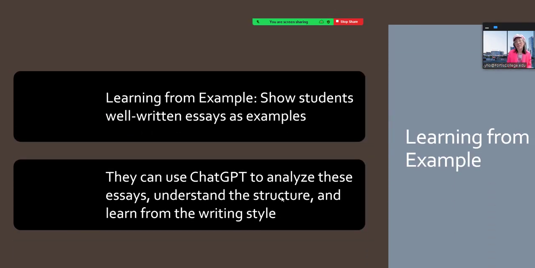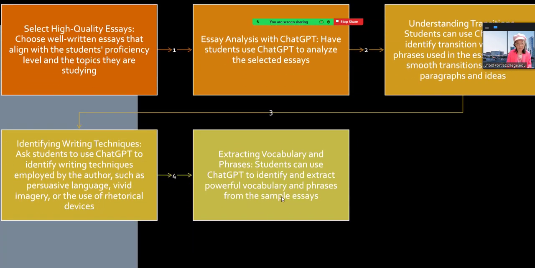So for me, one of the best points of ChatGPT is that it shows students well-written essays. They can use ChatGPT to analyze well-written essays, understand the structure of an essay, and learn from the writing style of ChatGPT. So select high-quality ChatGPT essays. Choose well-written essays that align with student proficiency levels and the topics they are studying. Have students use ChatGPT to analyze the selected essays.